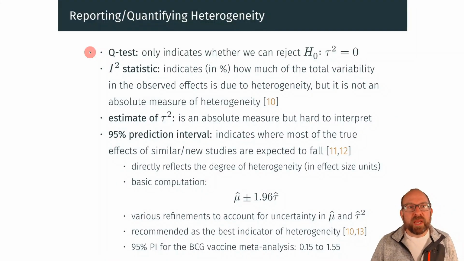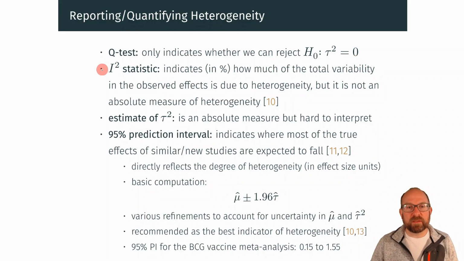However, the information that is typically reported about heterogeneity is, let's say, less than ideal. For example, the Q-test only indicates whether we can reject the null hypothesis that there is no heterogeneity, that the variance in the true effects is zero. That's important to know, but it doesn't tell us how much heterogeneity there is.